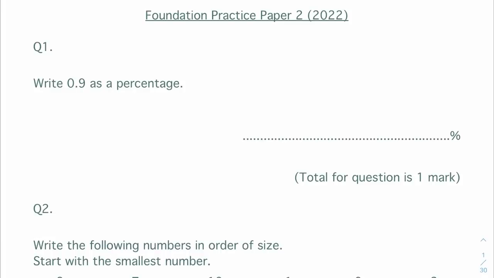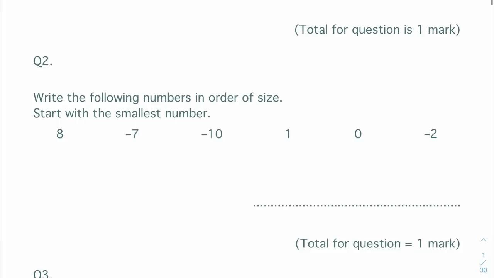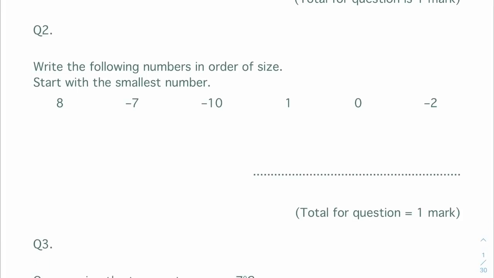Okay, so starting on this paper. So question 1, we have write 0.9 as a percentage. Now if you don't know that off the top of your head, you can just multiply it by 100 and you can do that in your calculator and you'll see that you get 90%, and that'll work for converting any decimal into a percentage. So question 2, we are going to order positive and negative integers.